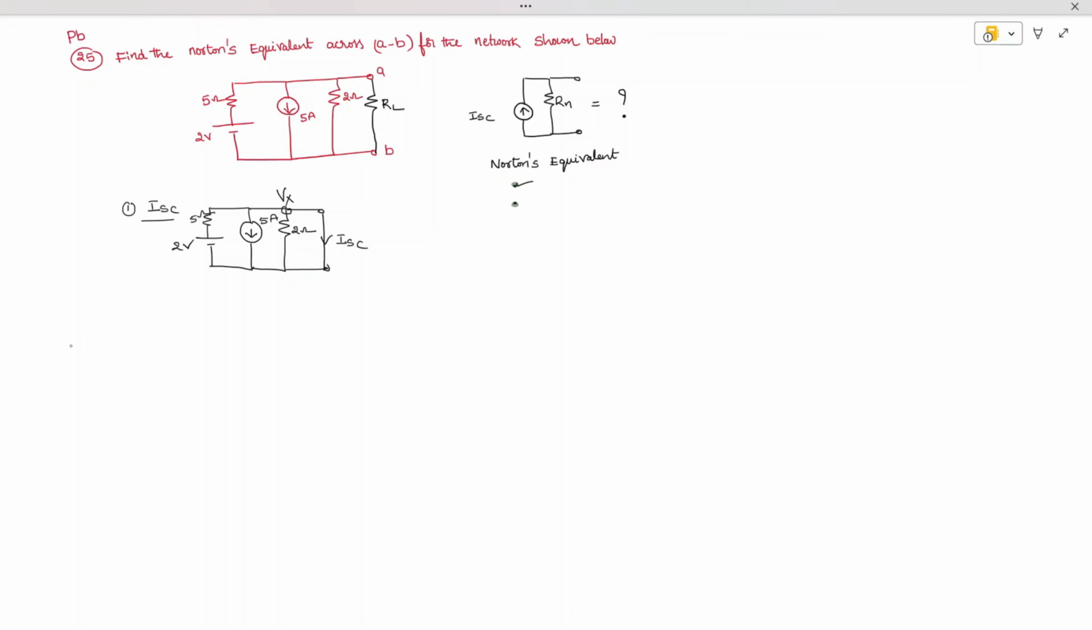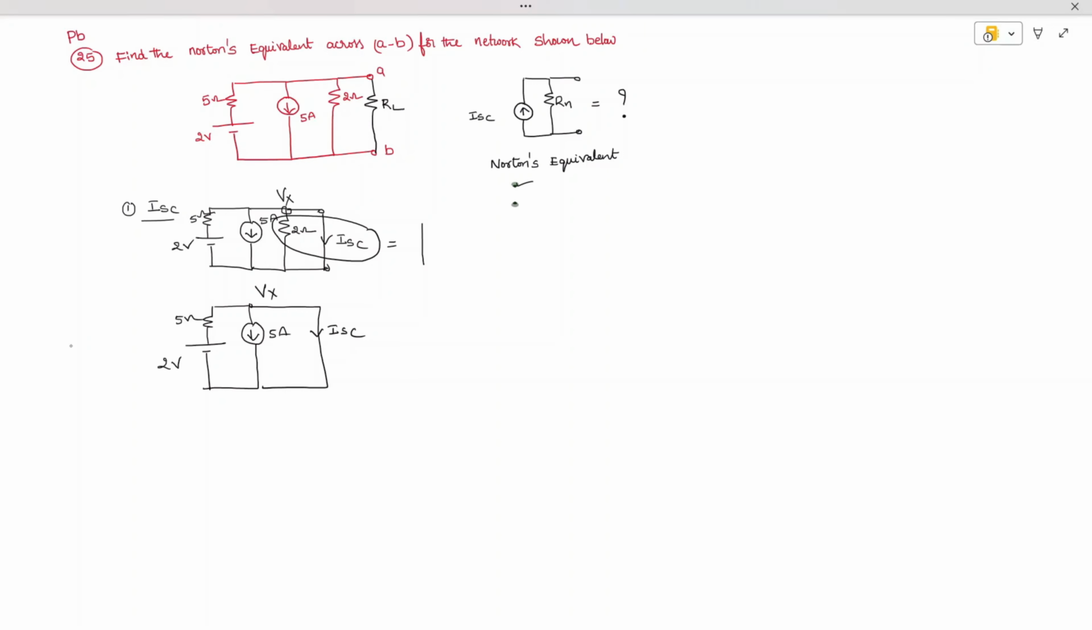But when you see here, a short circuit parallel to a resistor will be equal to a short circuit. So by this it will get replaced. So I can redraw it. Same current source of 5 amperes is there, battery of 2 volts, resistance of 5 ohm, and the current doesn't flow in the 2 ohm resistor, and current will only flow in the short circuit.